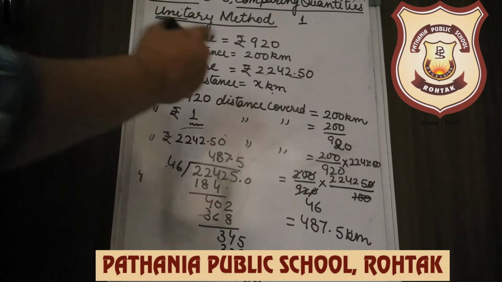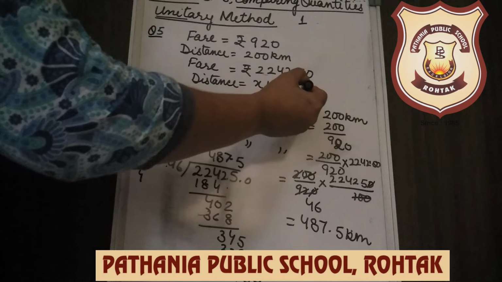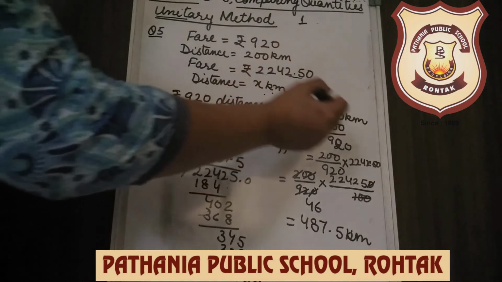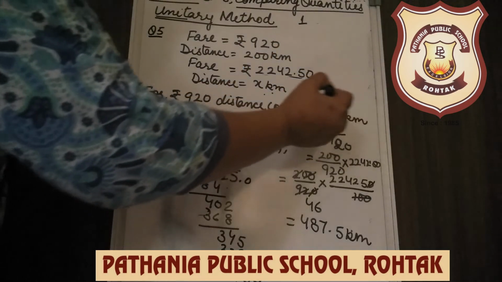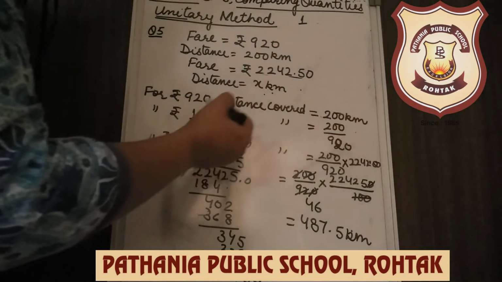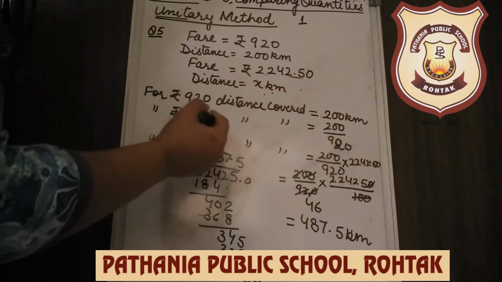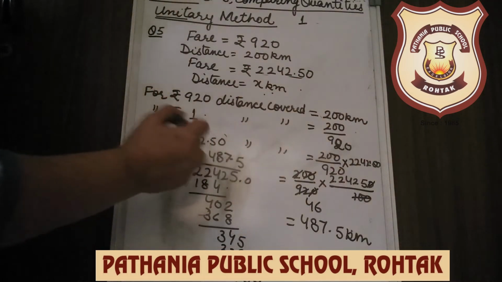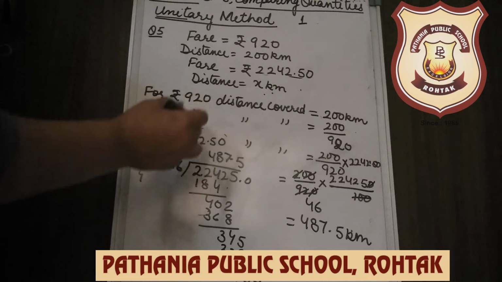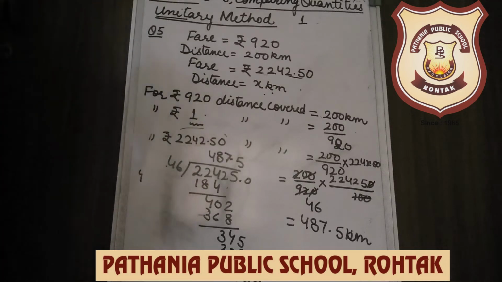Understood? First write what is given to you. What you have to find out, that quantity is going to come on the right hand side of the statement after the equal to sign. Then find for the one. That's why this method is the unitary method. It is always a 3-step method.